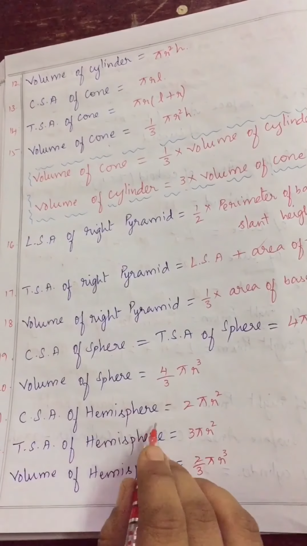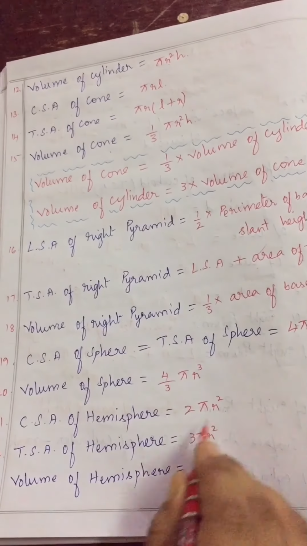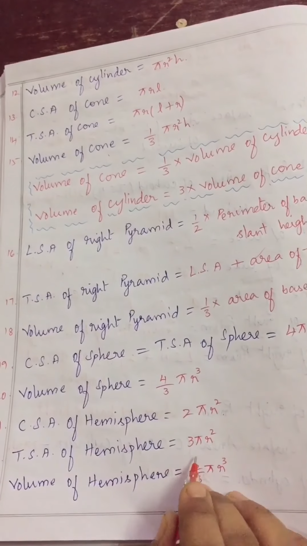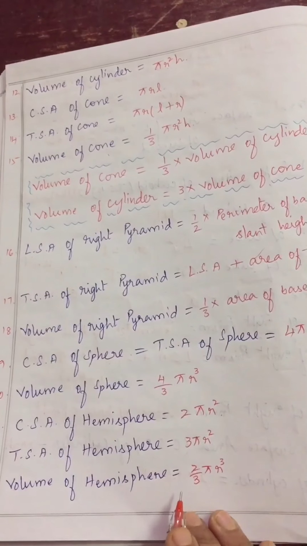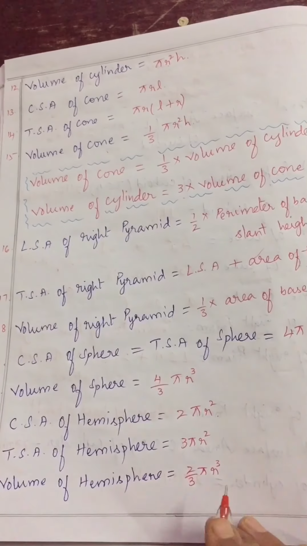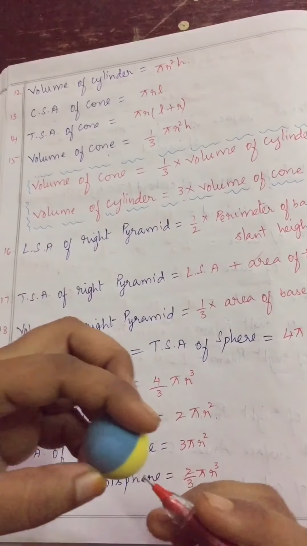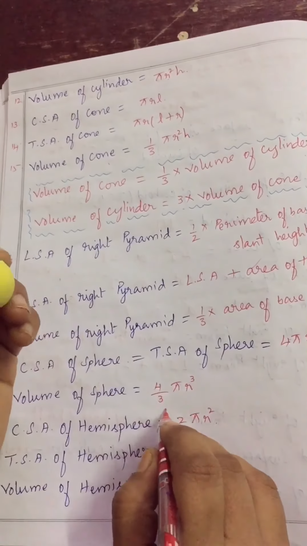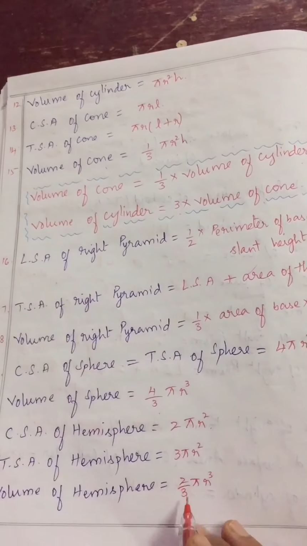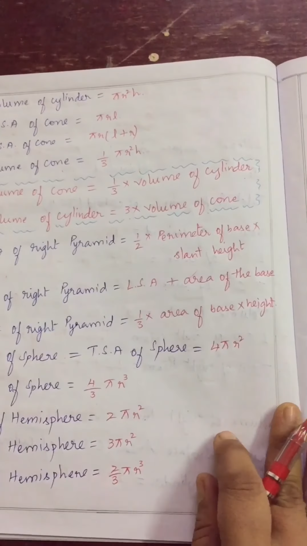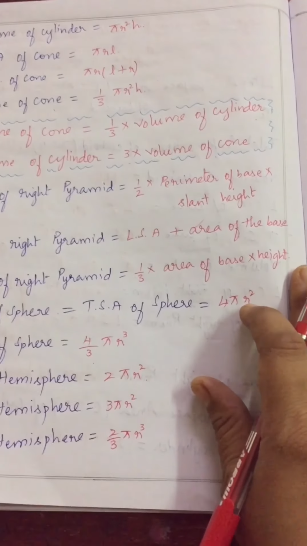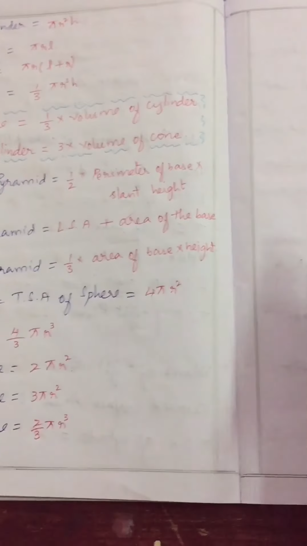Curved surface area of hemisphere is 2 pi r square. Total surface area of hemisphere is 3 pi r square. Volume of hemisphere is 2/3 pi r cube. Hemisphere, just now I said, is half of the sphere. So that's why 4/3 half we are taking, that is nothing but 2/3. Clear children? All formulae, in the next class we will use these formulae in solving the problems.